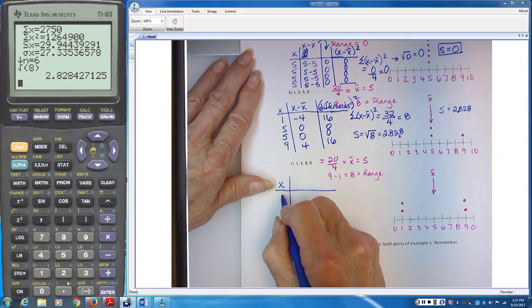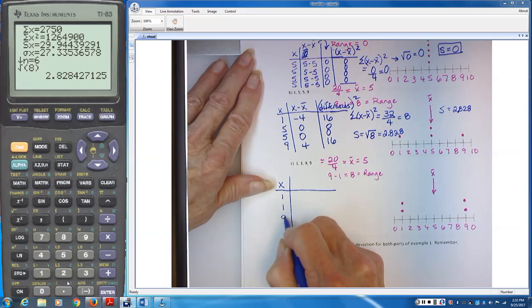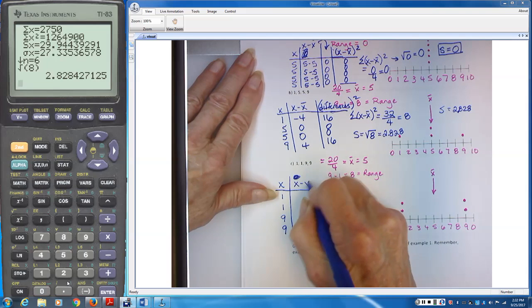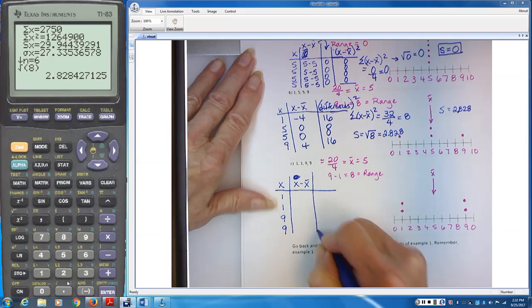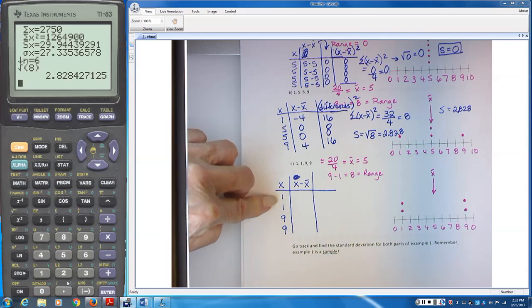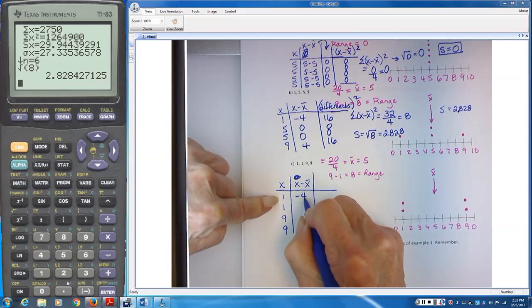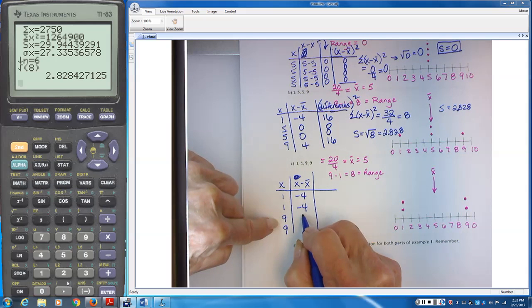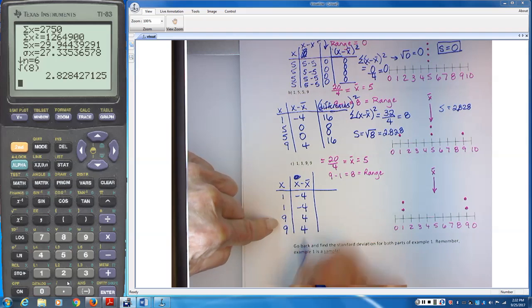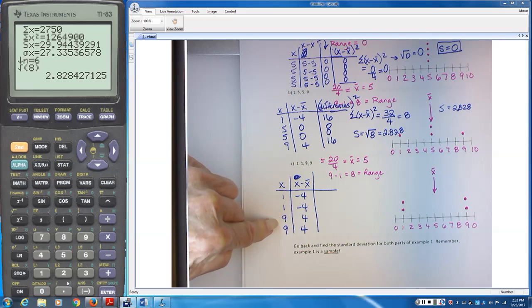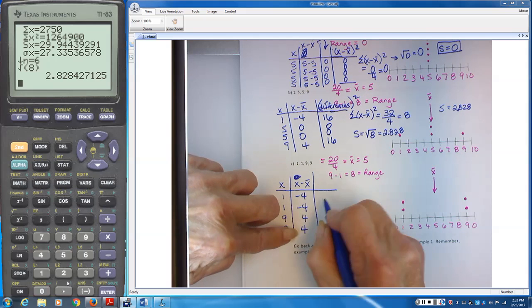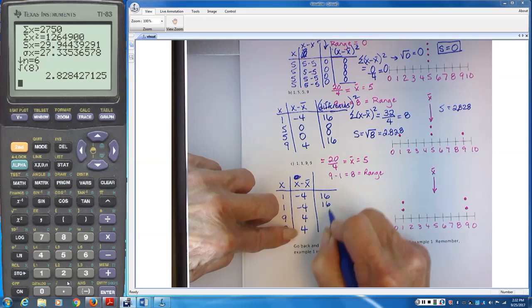So my x numbers are 1, 1, 9, 9. And x minus the mean is 1 minus 5, which is, okay, and this one's also negative 4. This one's 4, and this one's 4, right? And when I square all these numbers, what do I get? 16 every single time.